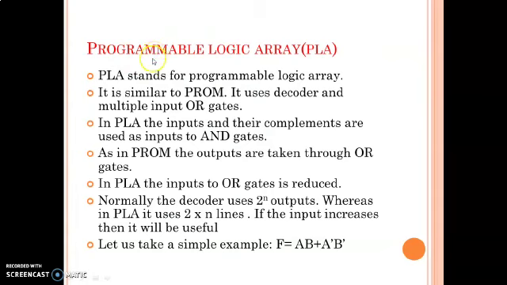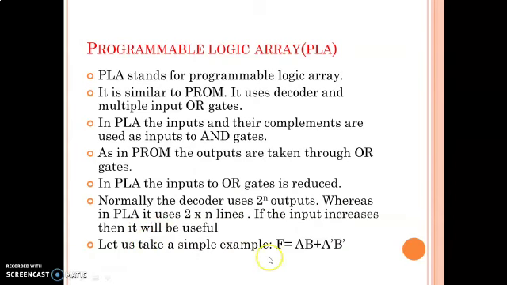Next is PLA, that is Programmable Logic Array. This is similar to a PROM, which uses a decoder and a multiple input OR gate. In PLA, the inputs and their complements are connected as inputs to AND gates. As in PROM, the outputs are taken through OR gates. Whereas in PLA, the inputs to OR gates are reduced. That is, the decoder uses 2^n outputs, whereas PLA uses 2n output lines. If the number of inputs increases, then it will be useful.